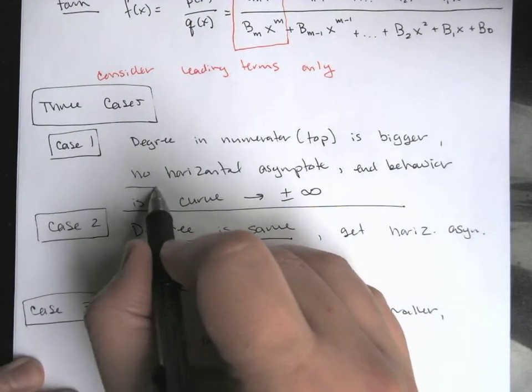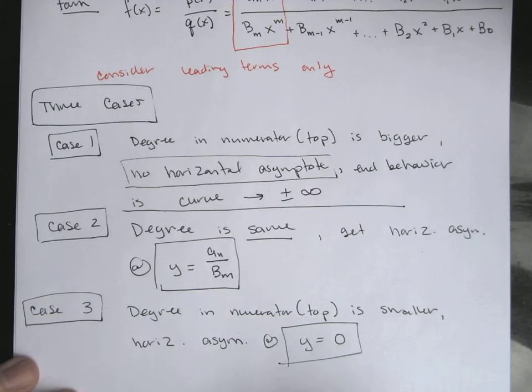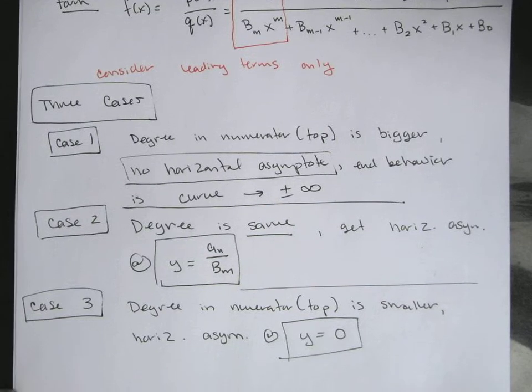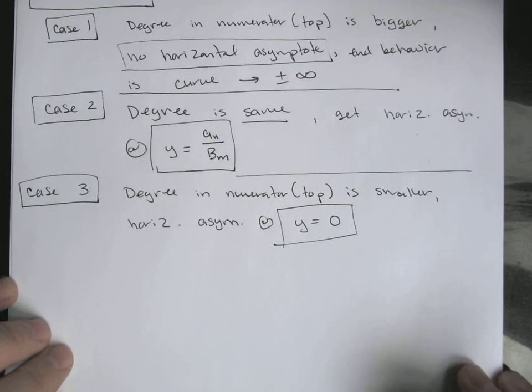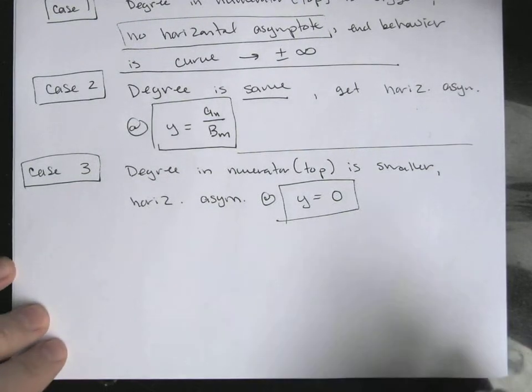So you either get plus or minus infinity, which is kind of what we were dealing with before, in which case you don't have a horizontal asymptote, or you get a horizontal asymptote that's based on a fraction of your coefficients, or in case 3, if you have a smaller degree up top, you just get a horizontal asymptote at 0. Let me give you 3 quick cases with similar functions to illustrate this.